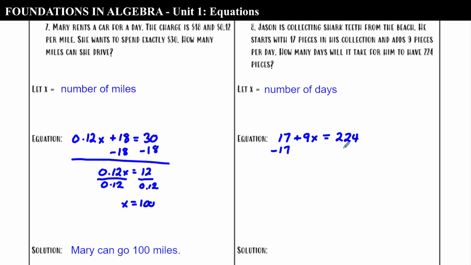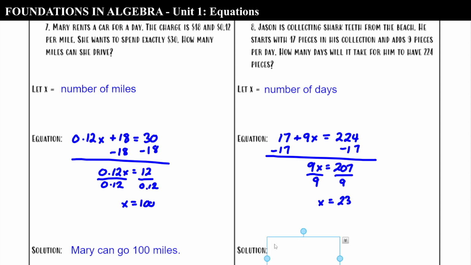So if we subtract 17 from each side to solve this, that gives us 9x equals 207. And then we divide each side by 9, and that gives us x equals 23. So again, the word solution does not have to be anything fancy. It will take him 23 days. If you want to add more and say it will take him 23 days to collect 224 pieces, you can, but we just need enough to get some context.